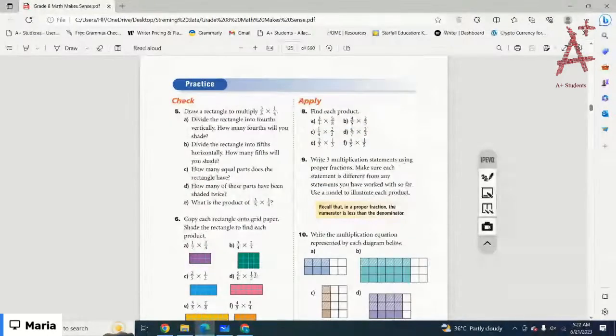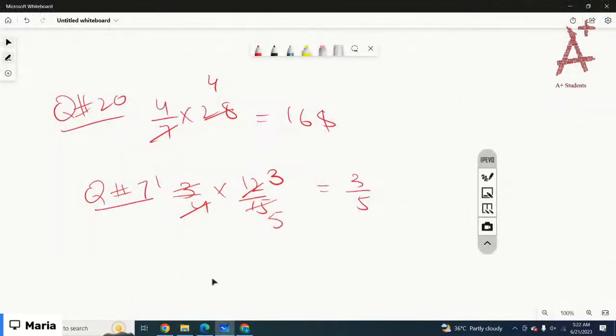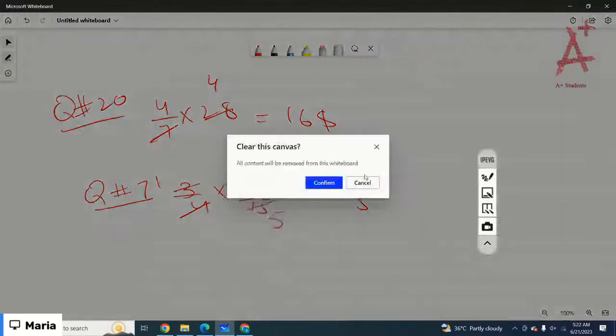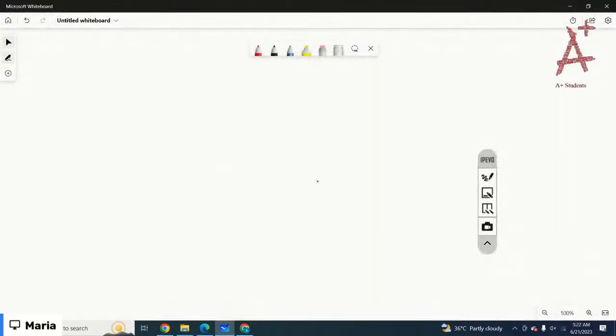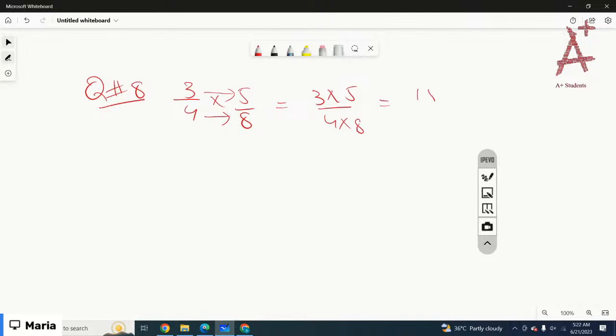Okay, find each product. Look at question number 8. The first one is 3 by 4 times 5 over 8. So you have to do numerator times numerator and denominator times denominator. It would be 3 times 5 over 4 times 8. 3 times 5 is 15 and 4 times 8 is 32. So it would be 15 over 32. Got it?